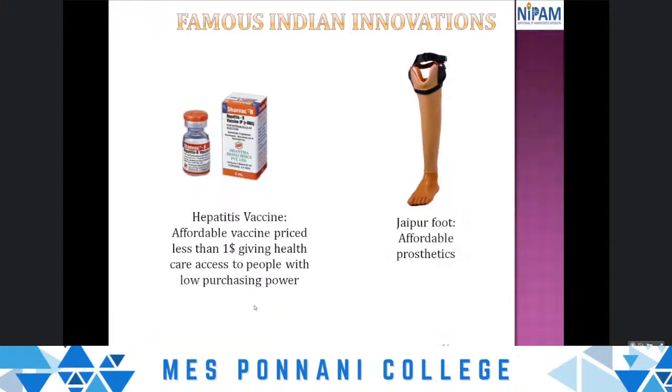Now these are some famous Indian innovations. Shanvac B was the affordable hepatitis vaccine that was invented in India, which basically made access to the hepatitis vaccine easier among the poor and impoverished. Then Jaipur foot is a very famous category of prosthetic foot, which is again very affordable, and it was invented in India.